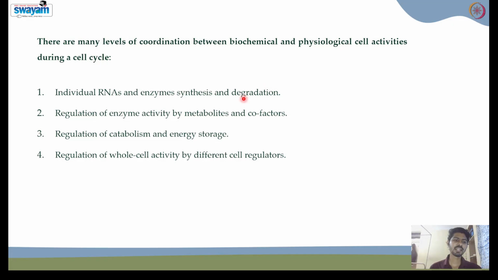The first level is the individual RNA and enzyme synthesis and their degradation. The second level is the regulation of enzyme activity by metabolites and cofactors. Third, there is the regulation of catabolism and energy storage. And fourth is the regulation of whole cell activity by different cell regulators. So these are all the different levels of coordination that occur between the cell activity and the biochemical events during the cell cycle.